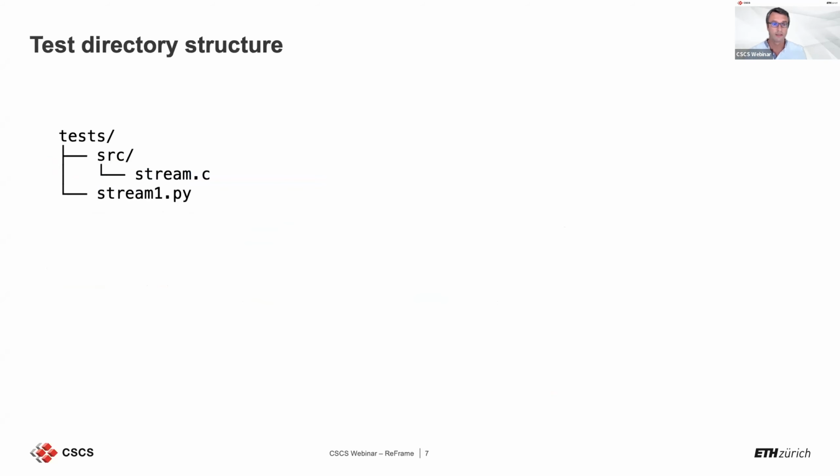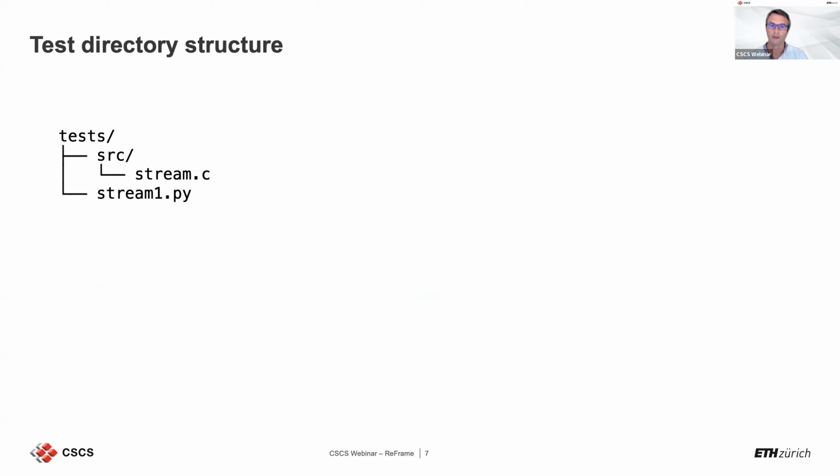And here is how it is structured. You have a directory with tests, and in there you have a directory that by default is named src, which has the test resources. It can be a source file, but it can be input files.